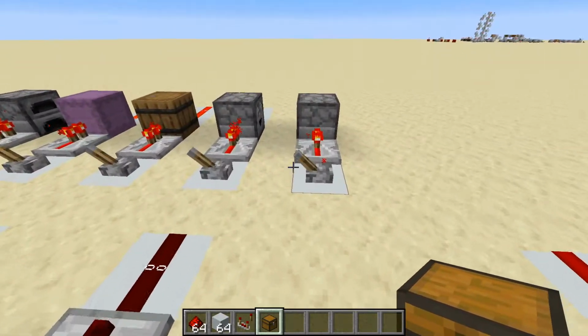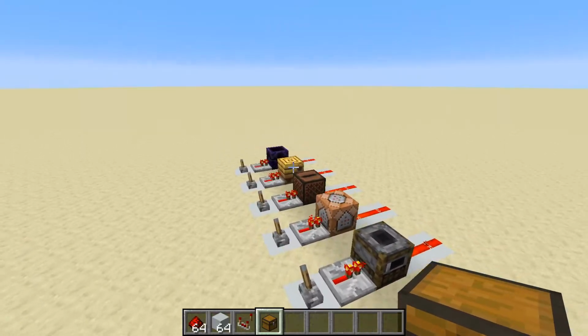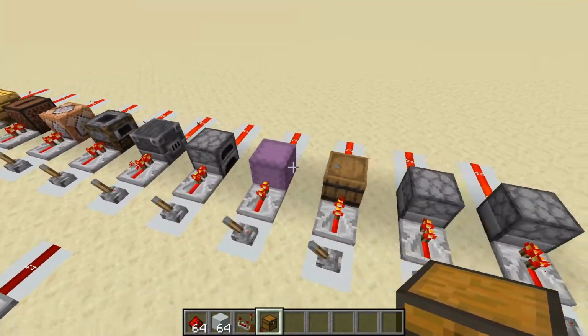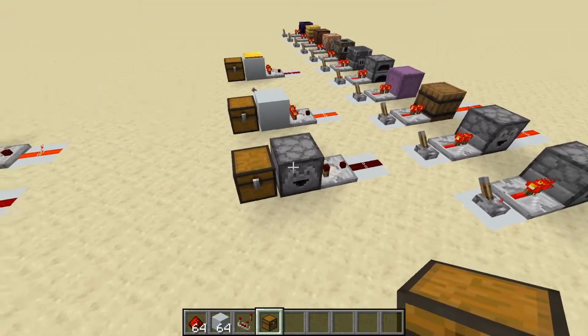Just use regular solid blocks like this. But it's worth mentioning that all of these containers and these non-containers here are all considered solid blocks, and this won't work if you try this.